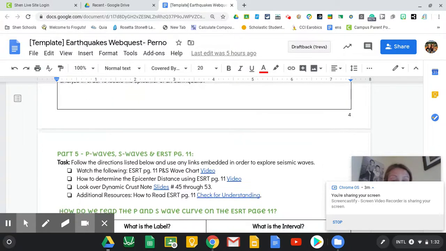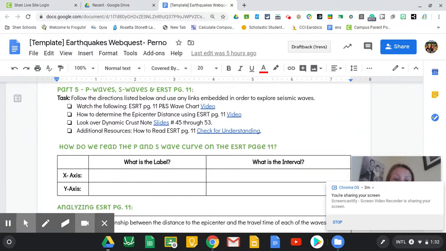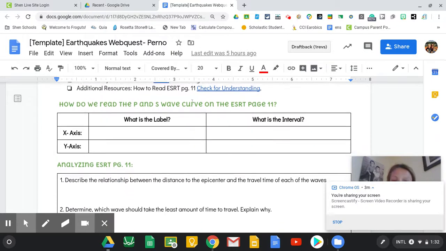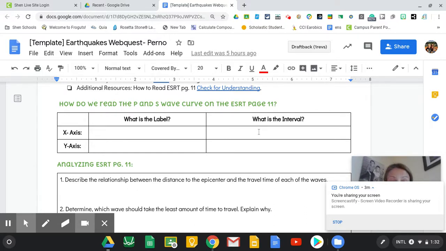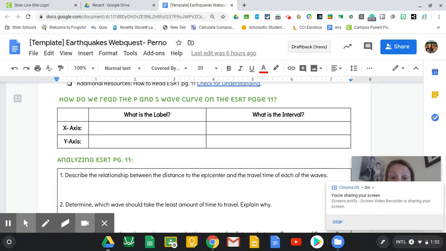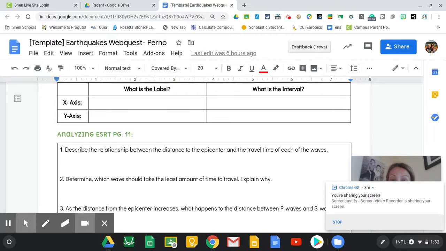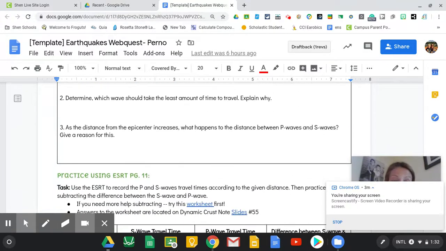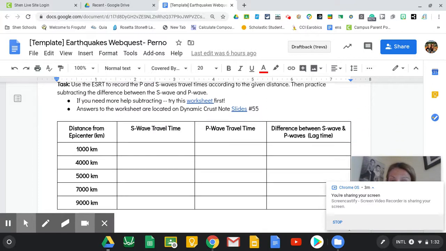Okay, so you're going to read through those readings, and then you're going to be looking on page 11 of your reference table and watching the video, noting what the x-axis is labeled as and what the y-axis is labeled as. Make sure you look at the x-axis intervals. Those are going by 200 kilometers. And the y-axis intervals are going by time, so it's by 20 seconds. 20, 40, 60 is your next minute, so be careful on that. And we are going to go over how to do page 11 of the reference table.